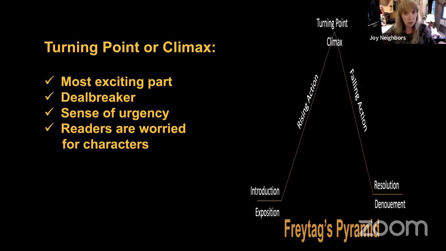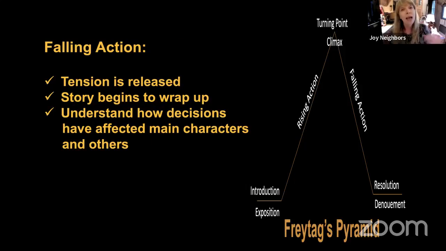It's the deal breaker. The reader should feel a sense of urgency, of excitement, and they should be worried about these characters. Then we have the falling action. Tension is released, we start to wrap up the story, and we begin to understand how these decisions that they made all through the story so far affected their lives.